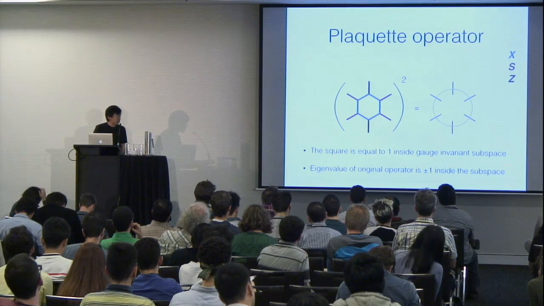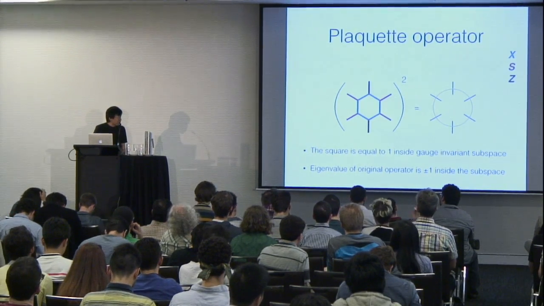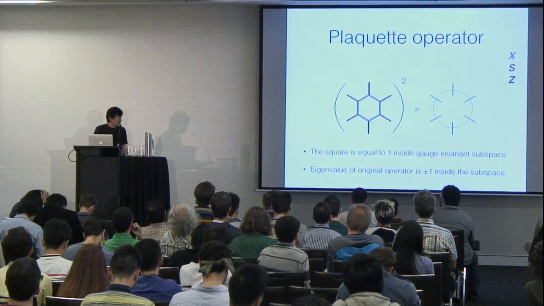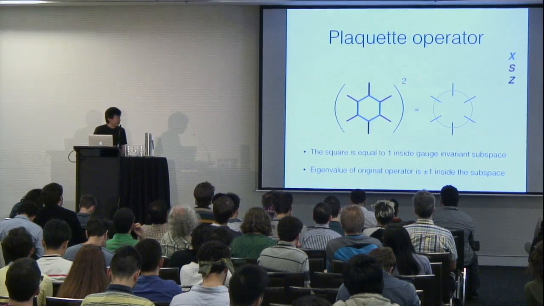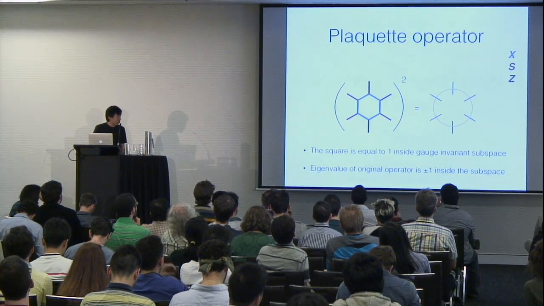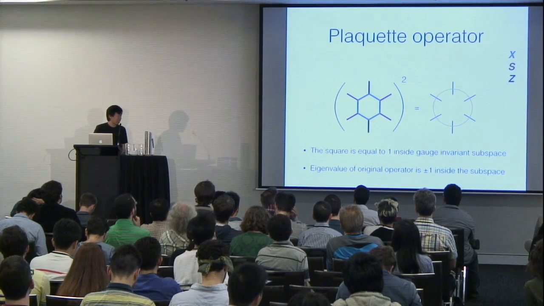And this again tells us some property of the original operator. Since the original operator is unitary, all the eigenvalues are on the unit circle. And we know that the squares of these eigenvalues are equal to 1. So the original operator, when restricted to the gauge invariant subspace, can only have plus and minus 1 eigenvalues.